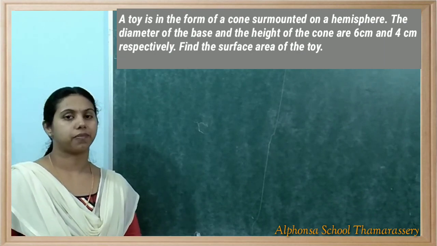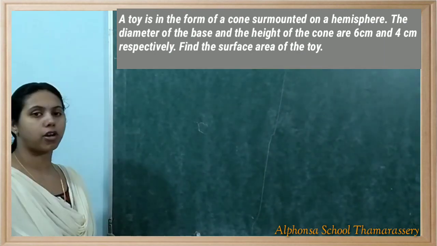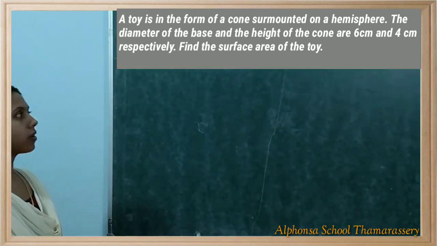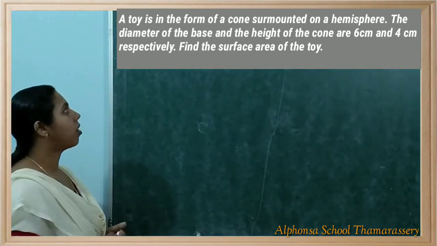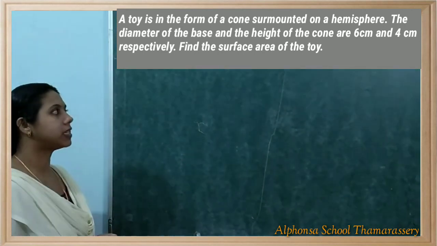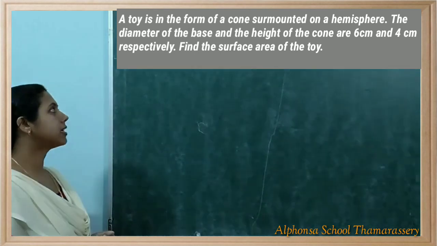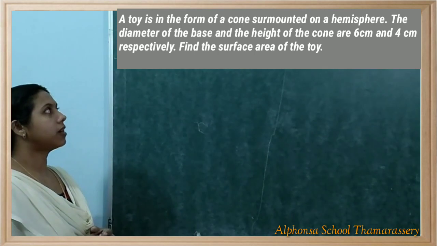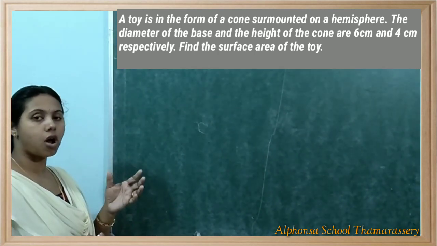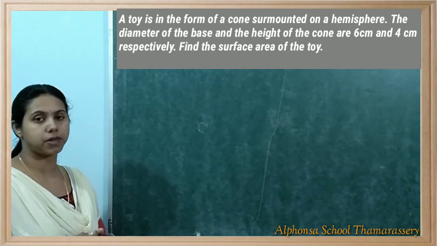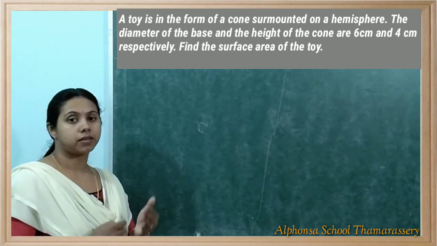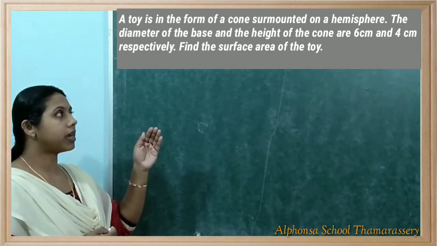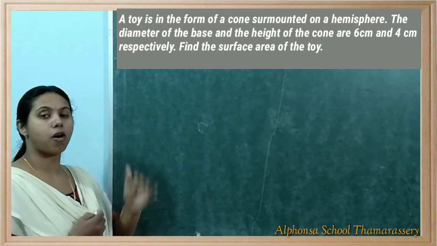See the next question. A toy is in the form of a cone surmounted on a hemisphere. The diameter of the base and the height of the cone are 6 cm and 4 cm respectively. Find the surface area of the toy. So the shape of the toy is in the form of a cone surmounted on a hemisphere. Surmounted means something placed on the top of another. So here a cone is standing on the top of a hemisphere.